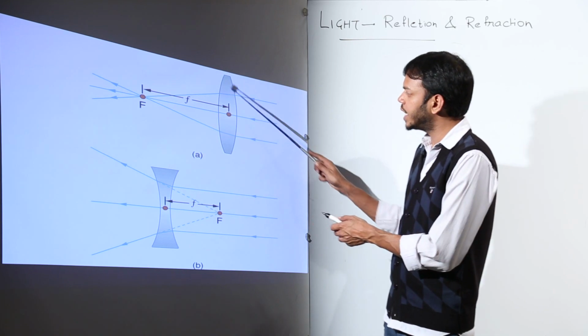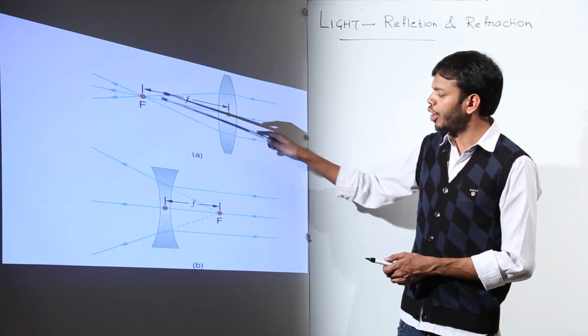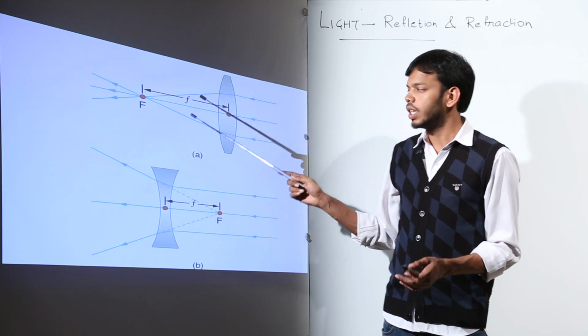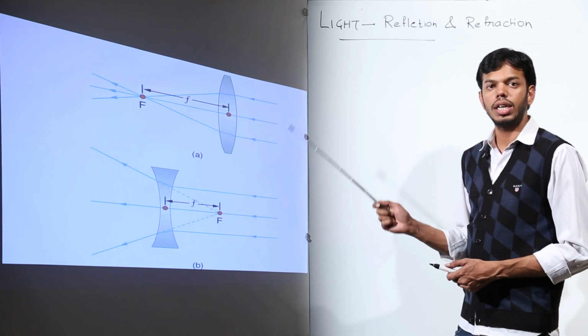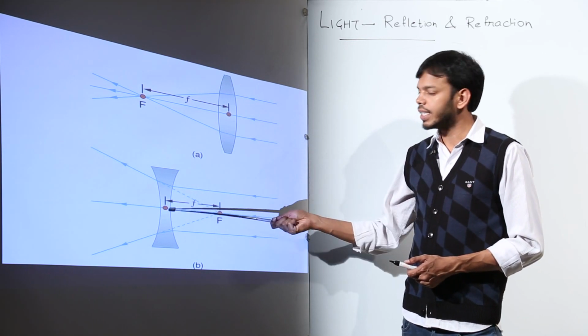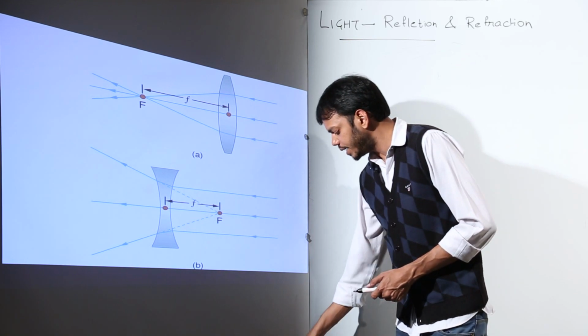So what happened to these rays? These rays converged to one point, whereas all these rays got diverged. That is why convex lens is called converging lens, this is called diverging lens, right?